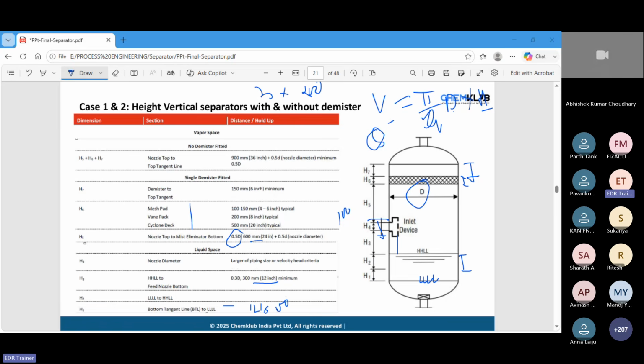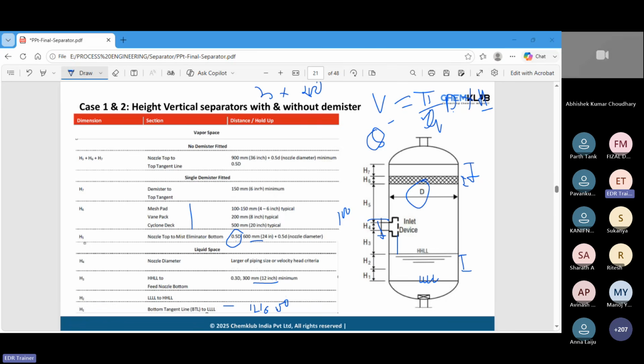What does the demister do? The demister will trap the liquid. When the vapor velocity is too high, and whenever there is splashing in the vessel, some of the light moisture, light diameter particles of the liquid will carry over with the vapor. The demister traps them and sends them back to the bottom of the vessel. That is what the demister does.